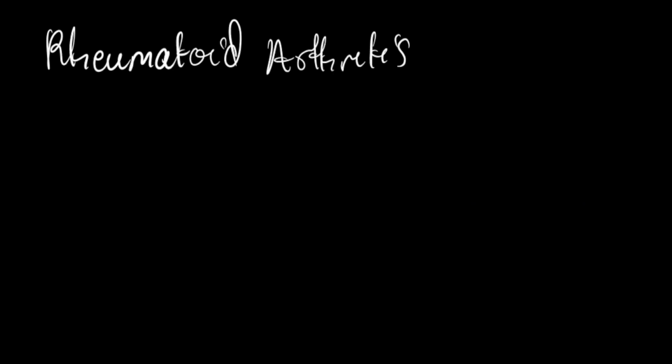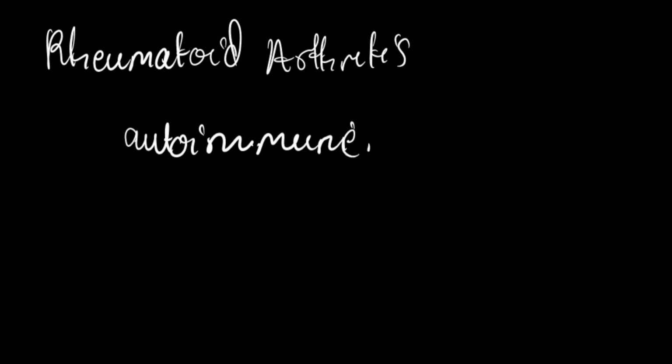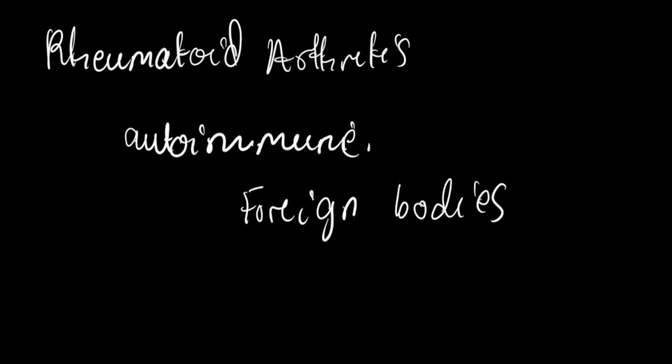Another type of arthritis we'll consider is rheumatoid arthritis. Rheumatoid arthritis is an autoimmune disease, meaning that generally in our body we have the immune system, and the immune system generally fights against foreign bodies. However, in autoimmune disease, the immune system fights against its own tissues, not foreign bodies, and especially the tissues of the joint. That's in rheumatoid arthritis.